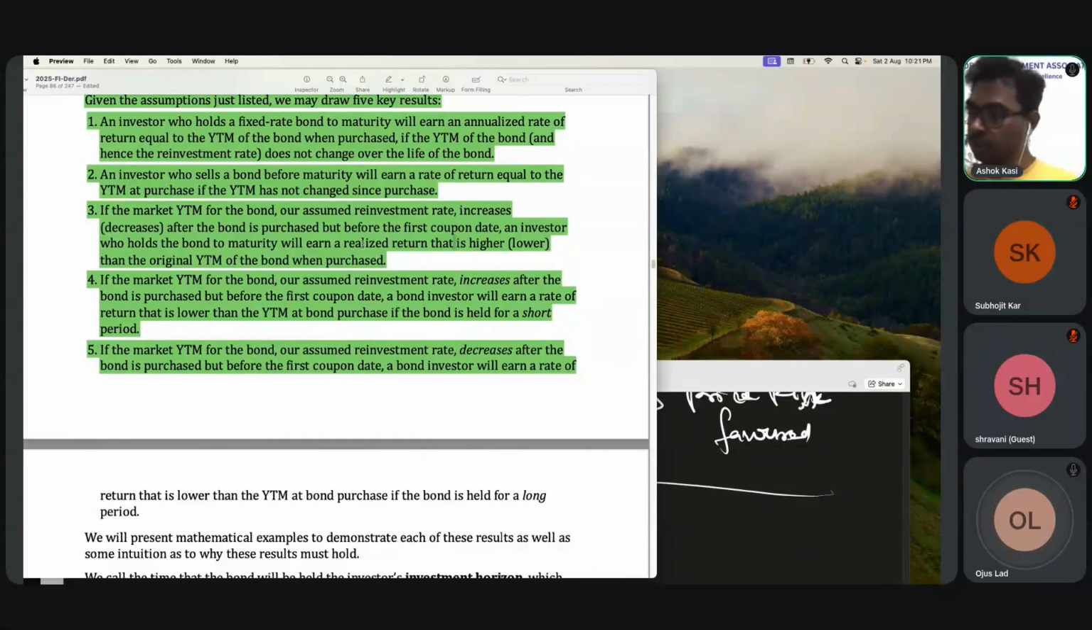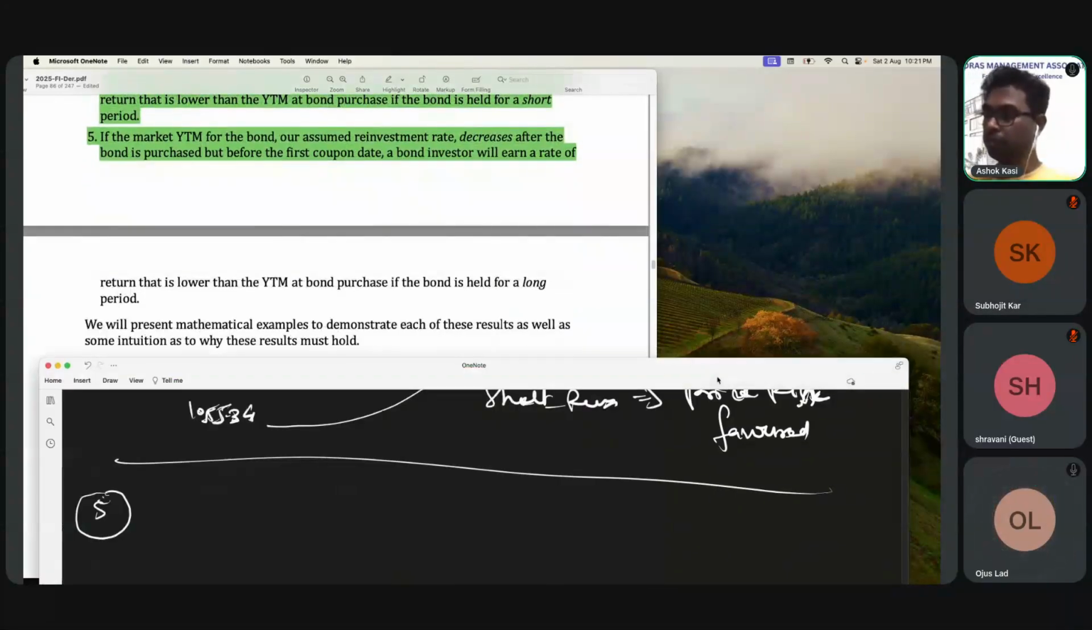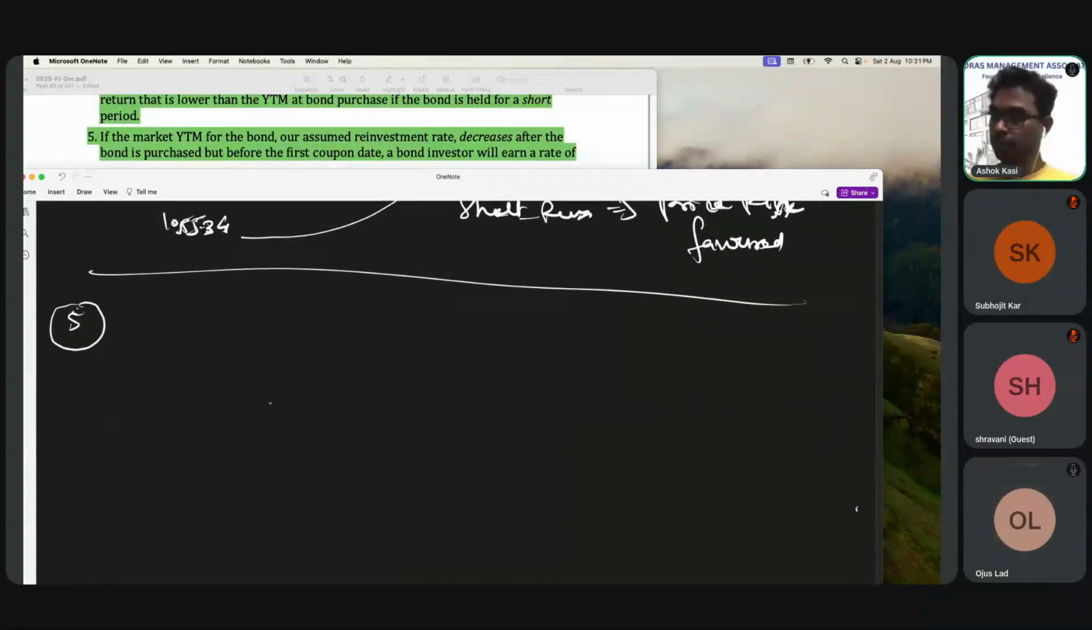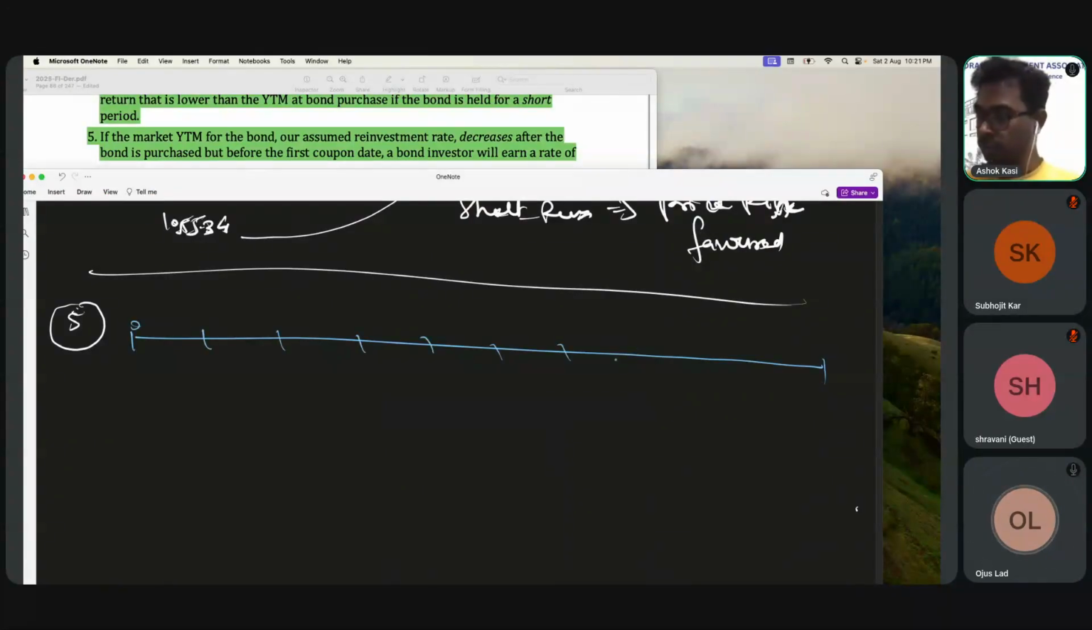So if the interest rate is going high, returns will be high. If the interest is coming down, returns will be down. Same rule only. But we will just do one so that we have an example. So, 10-year bond: 1, 2, 3, 4, 5, 6, 7, 8, 9, 10.